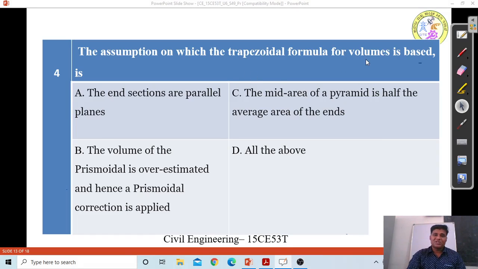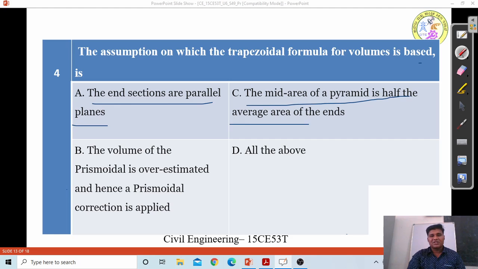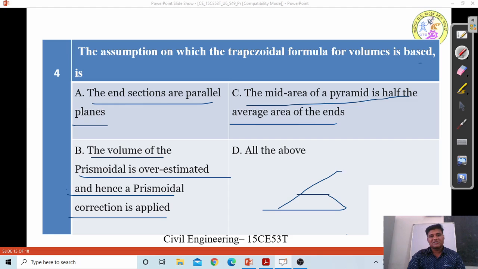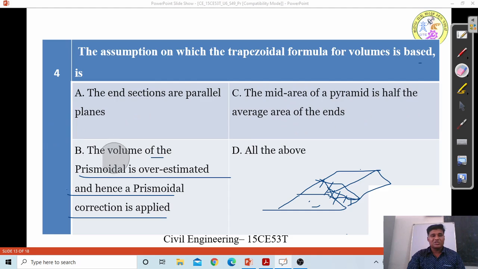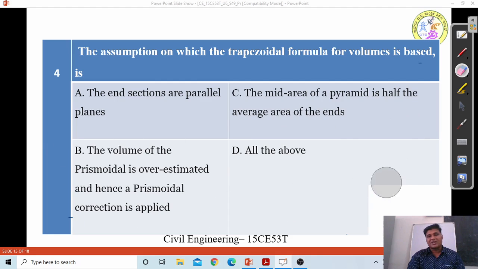The assumption on which the trapezoidal formula for volumes is based is: the end sections are parallel, mid area of a pyramid is the average area of the ends, volume of prismoid is overestimated and hence a prismoidal correction is applied. So these are the ends. Here both the ends are parallel, so A is correct. I can calculate the volume by calculating the mean of these two areas. This is also correct, and the volume of prismoid is overestimated. So when you are using prismoidal method, it's overestimated, so correction should be applied. All of the above is the right answer.